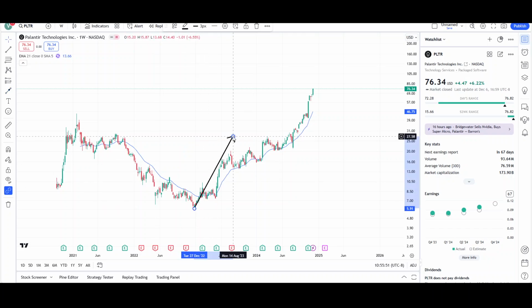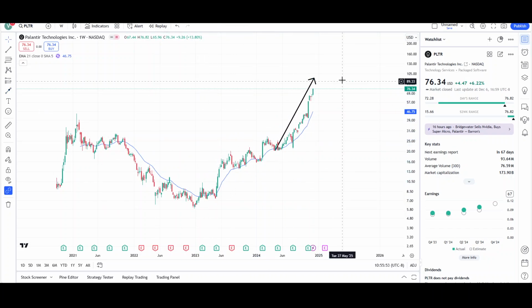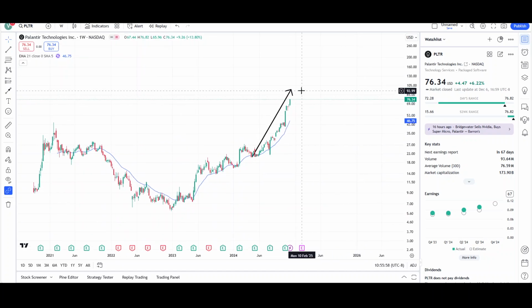So that's one leg right here. This is the second leg. And then that's when we could probably see some sort of correction take place. So I'm expecting $90 to $100 for this impulse to come to an end. So we'll see if that happens. But that's how I'm looking at Palantir on the daily and weekly charts.